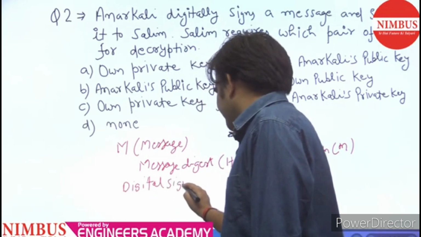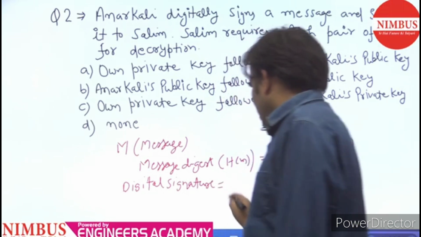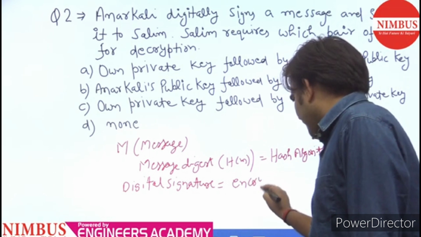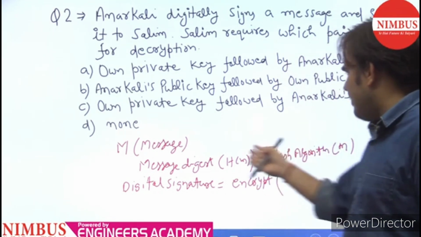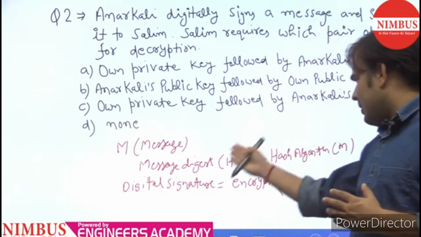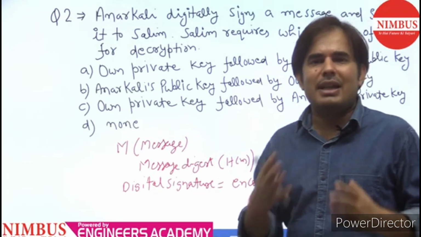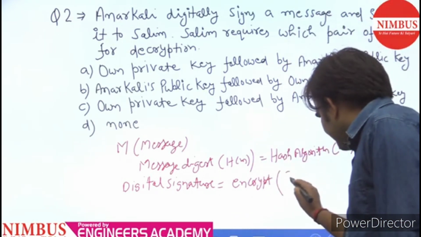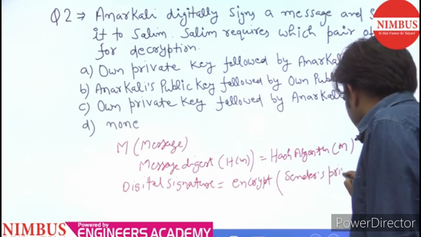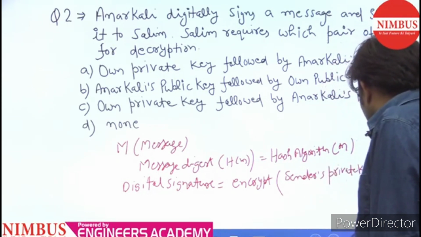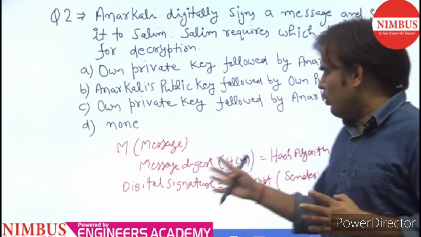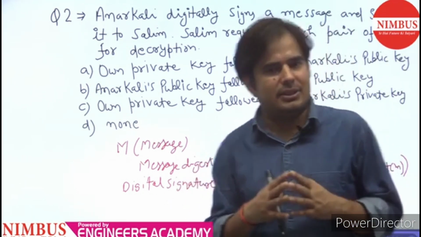How can you form the digital signature? You need to encrypt this message digest by using the sender's private key: the sender's private key, comma, this H(M). So you can send this digital signature along with the message.